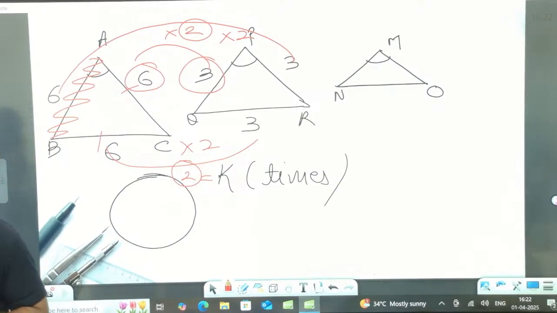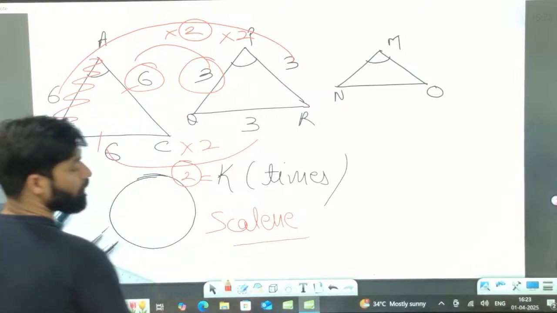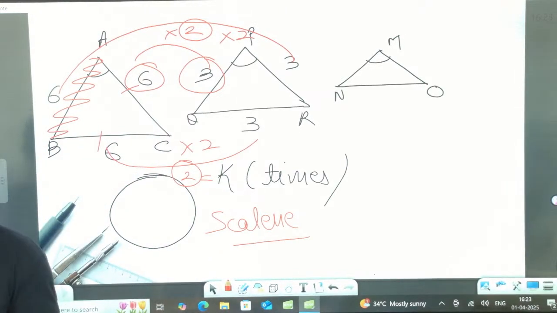Okay, now let's try to apply similarity in the triangles. The question is, write the question. Can two scalene triangles be similar or not? This is the question. Always.